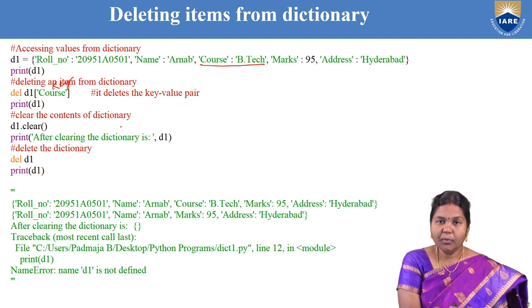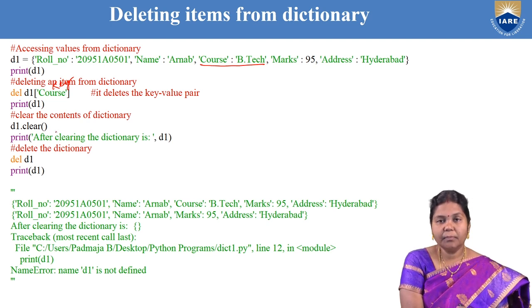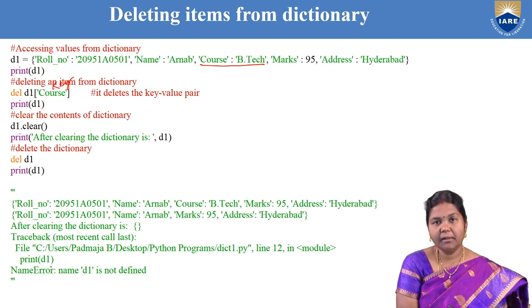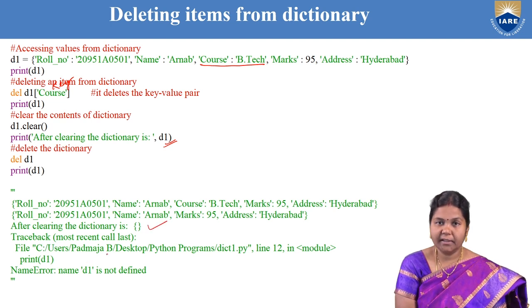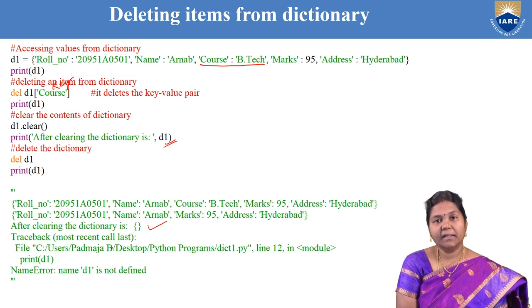Similarly, there is one more method called the clear method. If you want to clear the contents of the dictionary, you can use d1.clear. If you apply the d1.clear method, then all the key value pairs will be cleared or removed, but the dictionary exists. After clearing, if you look at the dictionary, you will find it is an empty dictionary because the key value pairs have been removed, but the dictionary object still exists.